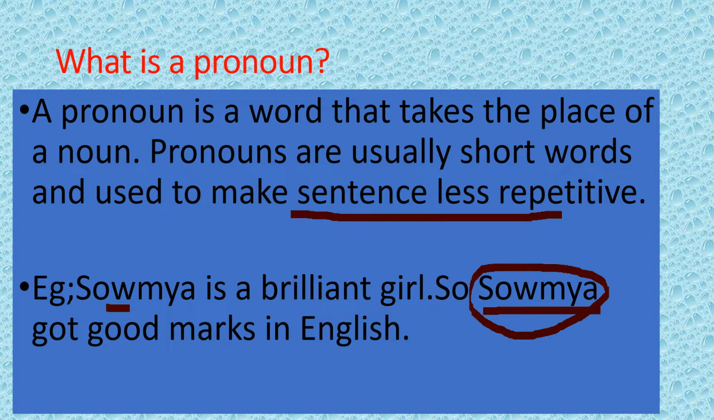Suppose Soumya is a singular number, so we should use a suitable, singular pronoun. Next, Soumya is a feminine gender, so we should use the same gender instead of that noun. So we should use she here. What is the pronoun we use here? She. So we can improve the sentence by using she instead of Soumya: Soumya is a brilliant girl, so she got good marks in English.